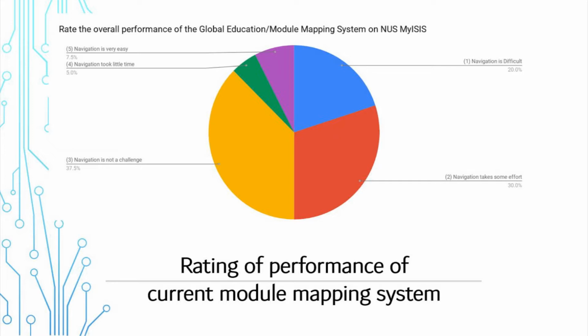Secondly, a question on the rating of the overall performance of the current module mapping system was also included in the survey. Looking at the chart, only 7.5% of 40 students gave a positive rating of the ease of navigation around the system. Although 37.5% gave a neutral rating of navigation not being a challenge, 20% gave a negative rating, stating navigation is difficult, and 30% stated navigation takes some effort. This supports our point that there is room for improvement for the current module mapping system in terms of usability and functionality.